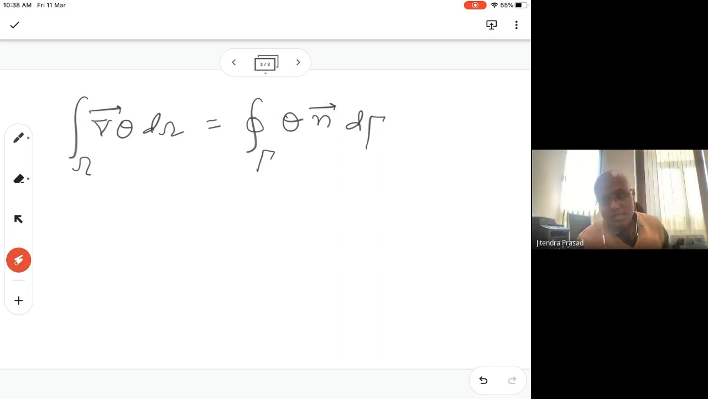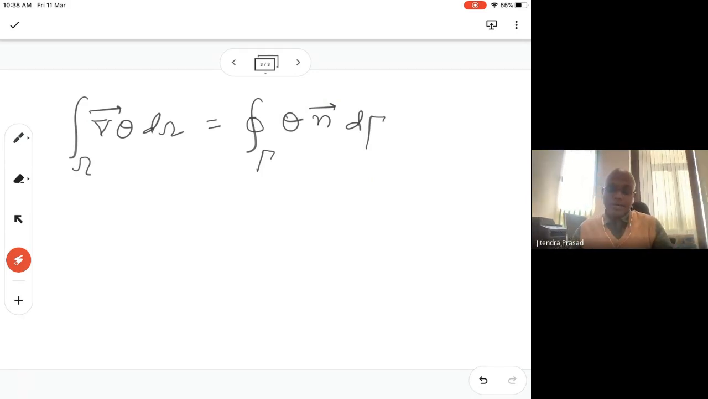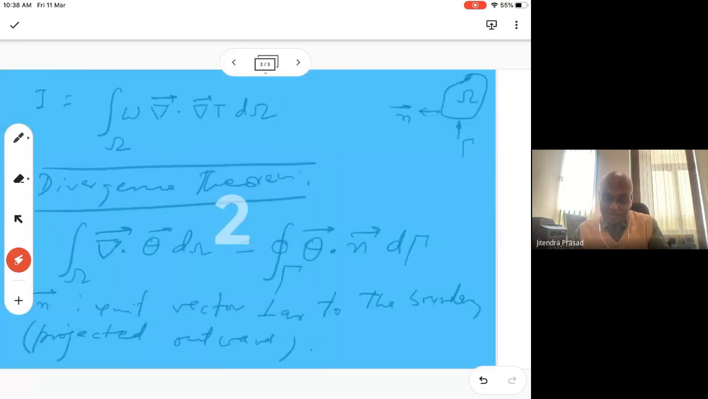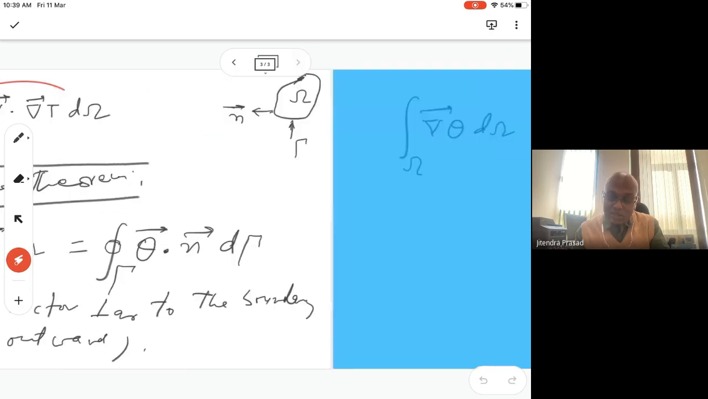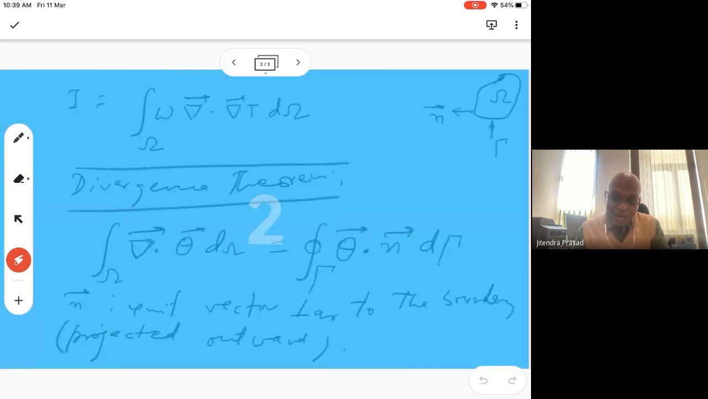This comes from mathematics, so you must know this already. Based on this, we will go further, but before that we have to take one more step. We have to integrate this by integration by parts. So we will use the divergence theorem, but before that, let's expand this one.